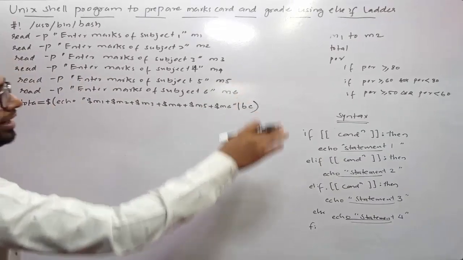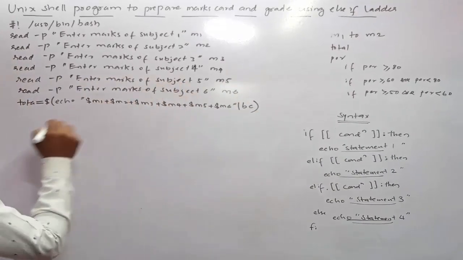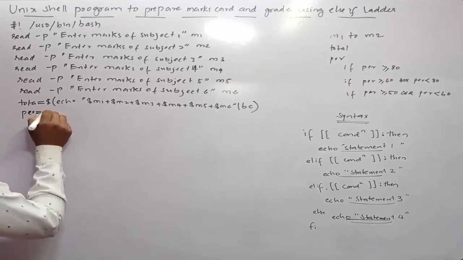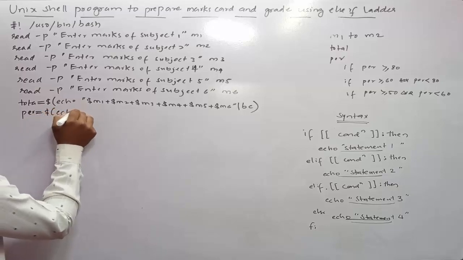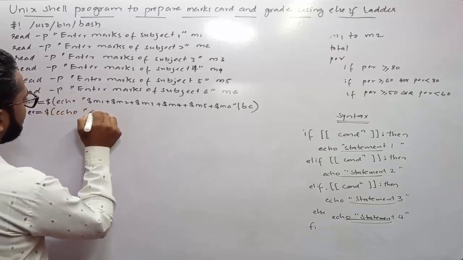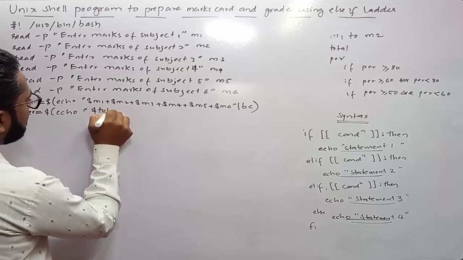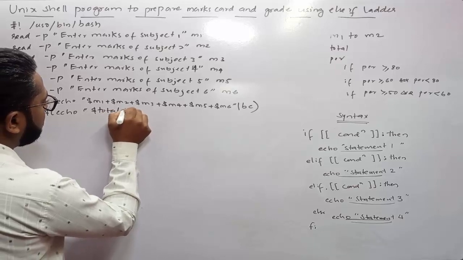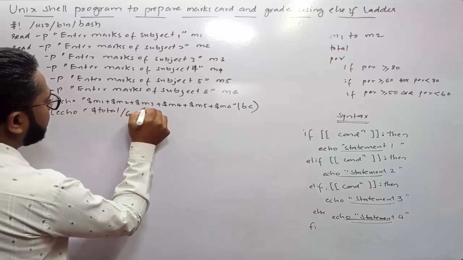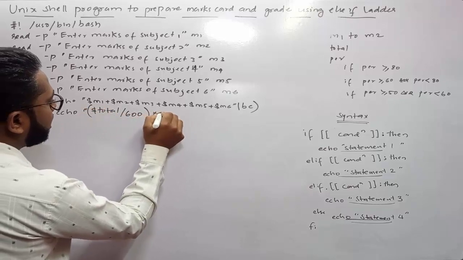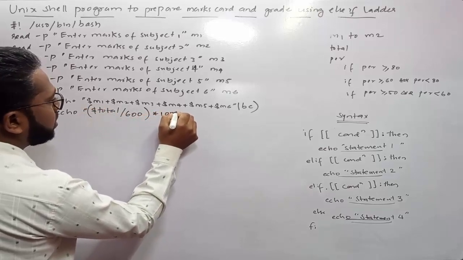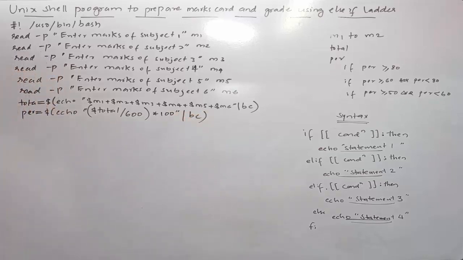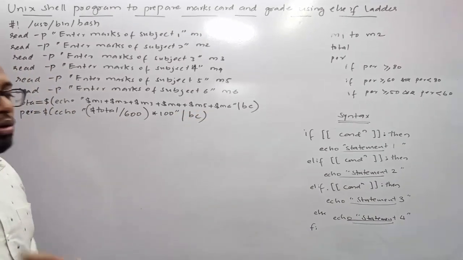Next, I need to find out the percentage. So to calculate the percentage, I will use PER variable equal dollar bracket echo double quote, then dollar total by 600 into 100 double quote close pipe BC. Okay, now we have calculated the percentage also.